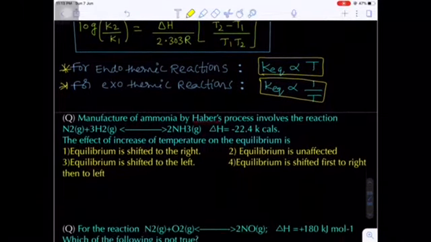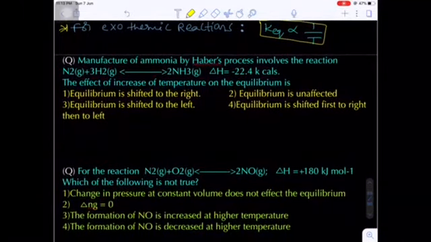Okay, now come to some problems here. Manufacturing of ammonia by the Haber process. This is a very important process. This is the industrial application of Le Chatelier's principle. Now, N2 plus 3H2 gives 2NH3. What is the delta H value given to you? Minus 22.4 kilocalorie. That means this reaction is obviously an exothermic reaction.